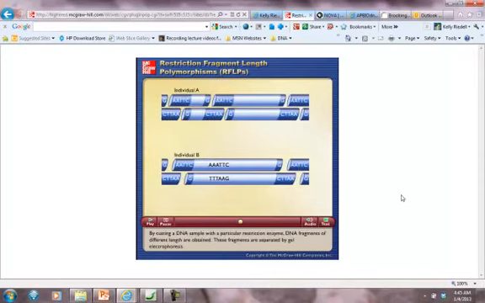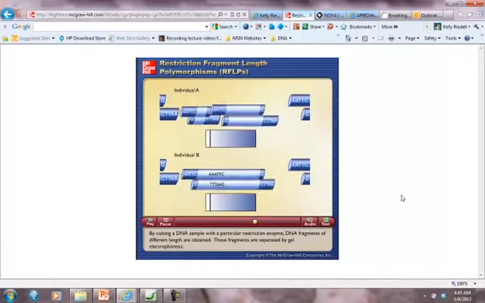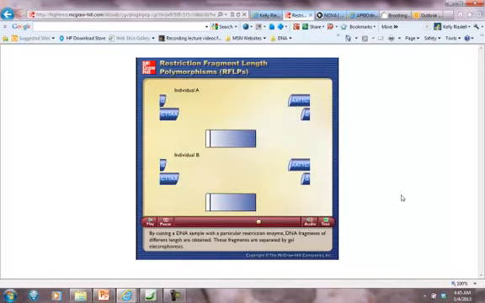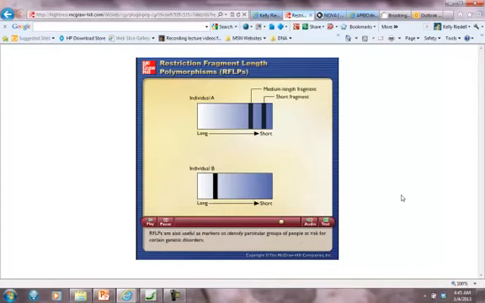By cutting a DNA sample with a particular restriction enzyme, DNA fragments of different length are obtained. These fragments are separated by gel electrophoresis. This provides a pattern of bands that is unique for the particular DNA being analyzed. These DNA fingerprints are used in forensic science during criminal investigations. RFLPs are also useful as markers to identify particular groups of people at risk for certain genetic disorders.